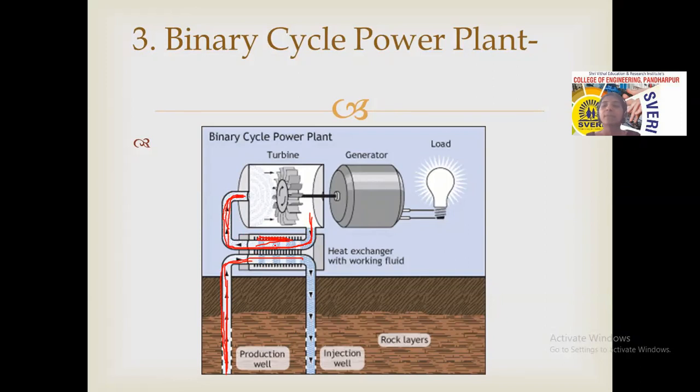So to heat that fluid, the heated water coming from the geothermal plant is utilized here in the heat exchanger. What does the heat exchanger do? The heat exchanger passes the heat of the water to the other type of fluid. That means the fluid flowing through this pipe is heated, and the steam coming from that fluid is used to spin, or rotate, the turbine.